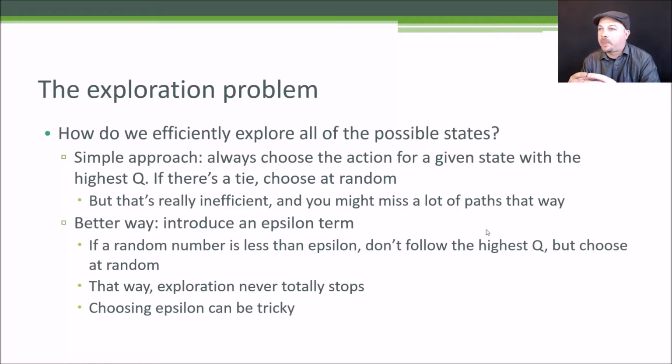So a better way is to introduce a little bit of random variation into my actions as I'm exploring. So we call that an epsilon term. So we have some value, I roll a dice, I have a random number, and if it ends up being less than this epsilon value, I don't actually follow the highest Q value. I don't do the thing that makes sense. I just take a path at random to try it out and see what happens. And that actually lets me explore a much wider range of possibilities and a much wider range of actions for a wider range of states more efficiently during that exploration stage.